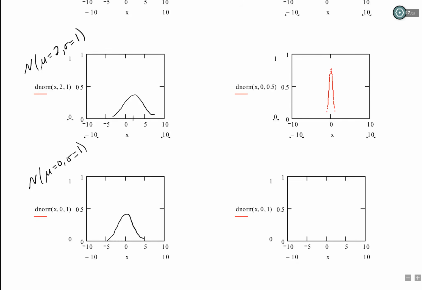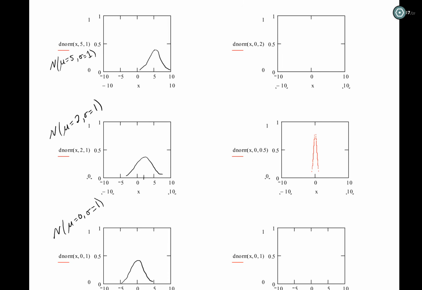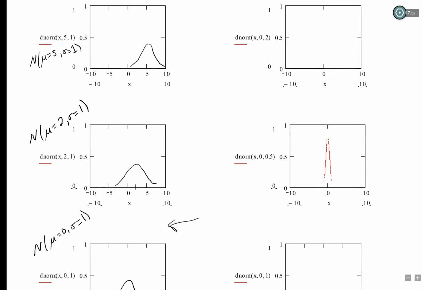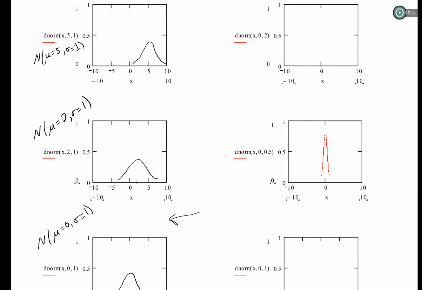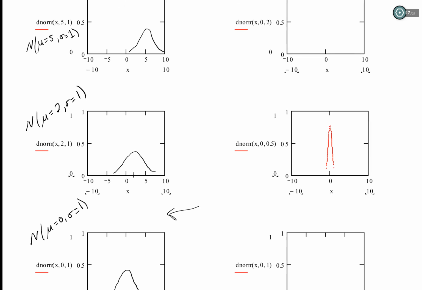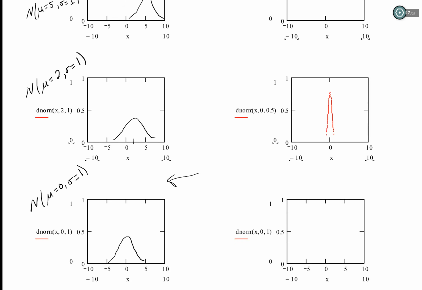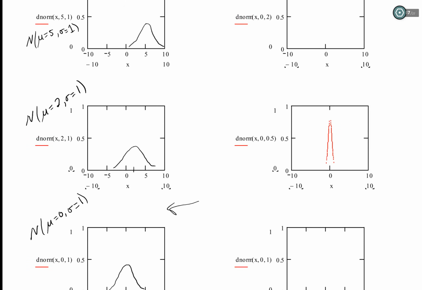And so what I want you to see is, as the mean changes from 5 to 2 to 0, the distribution is shifting over, the location is changing. So mu determines the location where the bulk of the probability content is. If the standard deviation is the same, the shape, I tried to make those shapes the same as best I could. But the shape is the same, the dispersion is the same there.